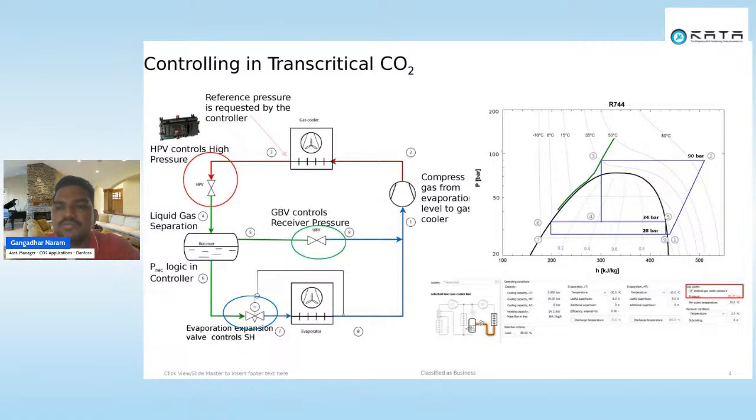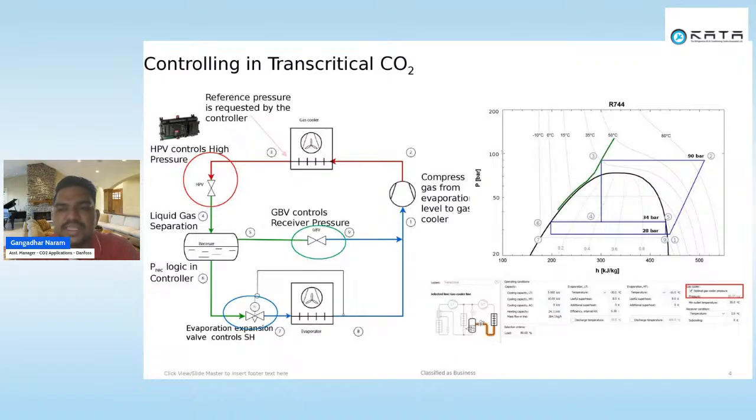If I want to operate my system in transcritical mode, then I need to go above my critical point. So 90 bar is my compressor discharge pressure. At this pressure there is no phase change because I am going above the critical point. At this point I am only cooling the gas, which is in the supercritical region. That's why, instead of a condenser, in CO2 we call it a gas cooler. The gas is cooled from high pressure, high temperature to high pressure, low temperature.